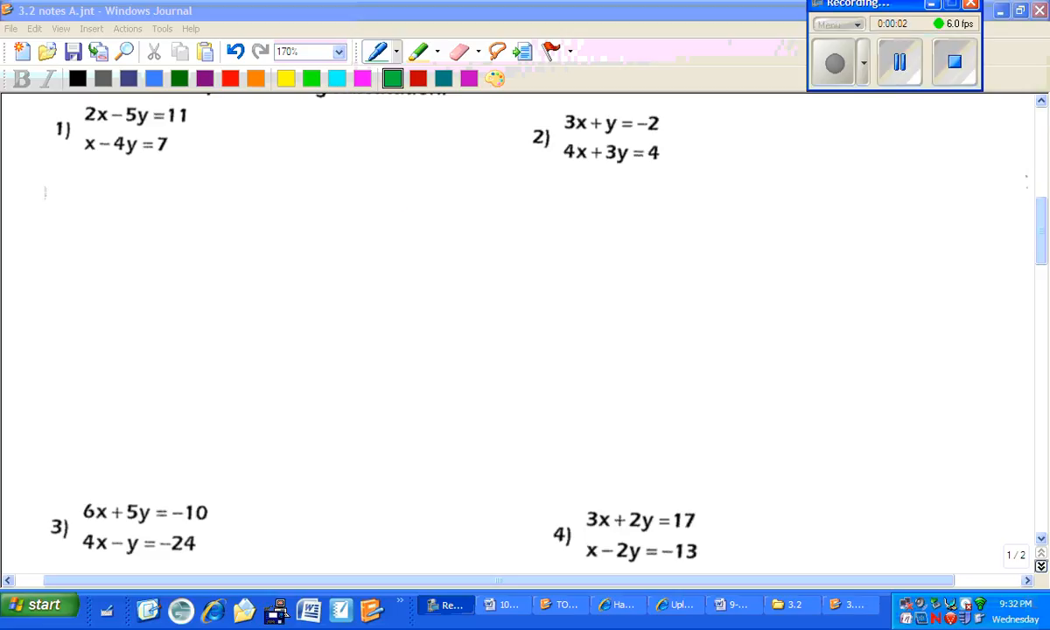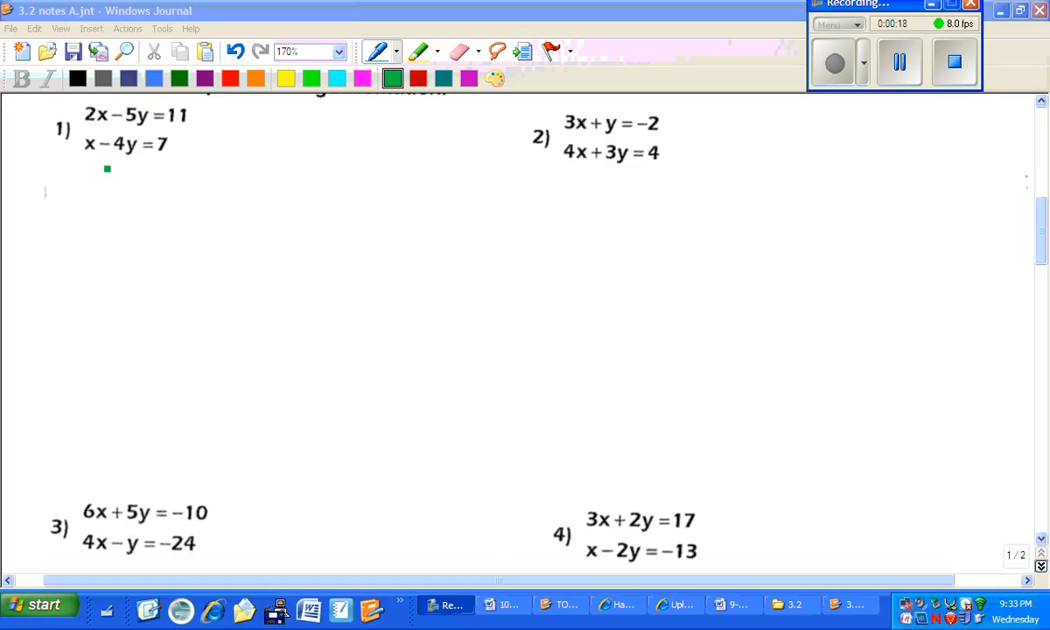Alright, let's take a look at number 1. So first step, we need to solve for one of the variables. We can solve for any one of these four, but we always want to look for the easiest one. And the easiest one is going to be the variable that has a coefficient of 1. So it's just a 1x right here. That's the best one to solve for.